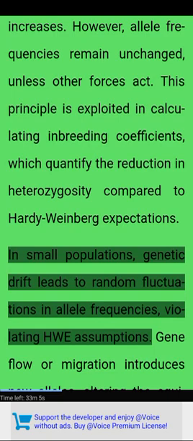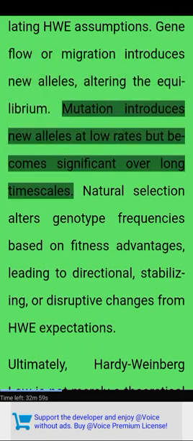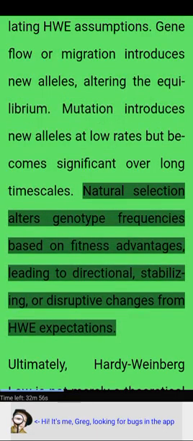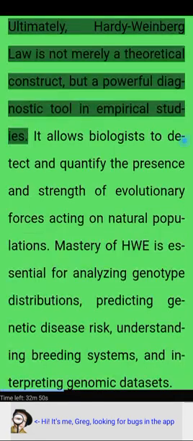In small populations, genetic drift leads to random fluctuations in allele frequencies, violating HWE assumptions. Gene flow or migration introduces new alleles, altering the equilibrium. Mutation introduces new alleles at low rates but becomes significant over long timescales. Natural selection alters genotype frequencies based on fitness advantages, leading to directional, stabilizing, or disruptive changes from HWE expectations.